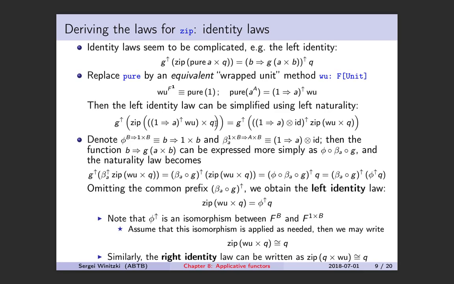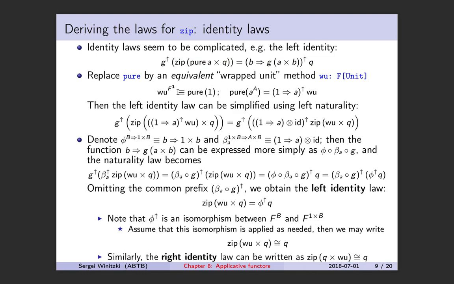Its identity laws have complicated form, in particular because we have this arbitrary value a. And actually, we can simplify them if we replace this pure method by an equivalent method that doesn't have an arbitrary value a, which is an interesting trick, actually. So let me explain this simplification in some more detail, because this is a kind of a complicated law. We want to simplify it. So here's how we simplify it.